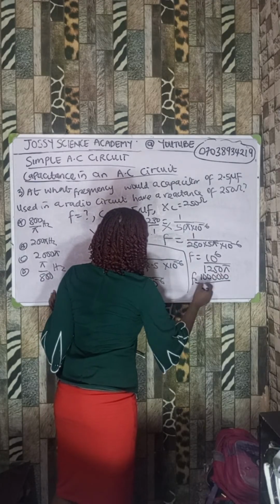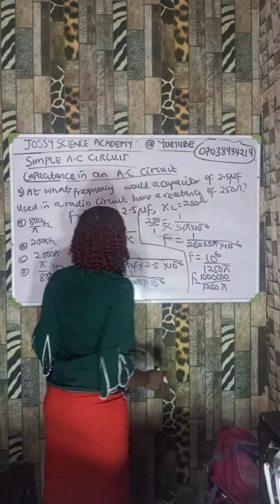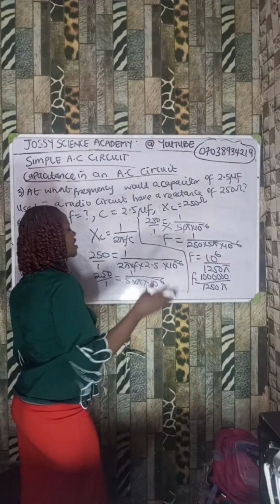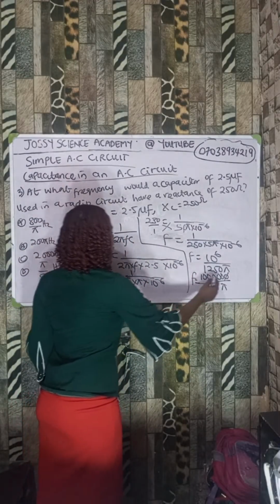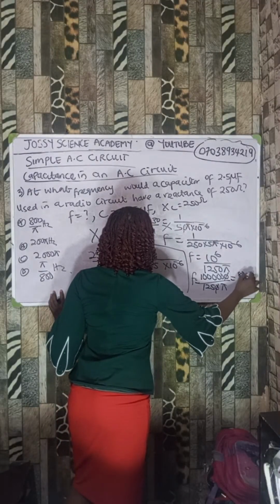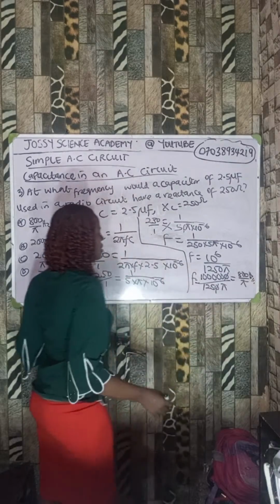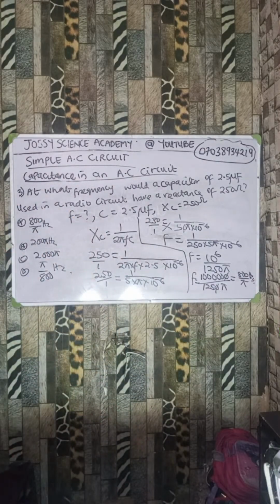Okay, guys. So F is also equal to 1,000,000 divided by 1250 pi, right? By the time you keep dividing, cancel this and this, 5 will go like that. You're going to end up having 800 over pi. Do you understand? And that is how to solve that kind of question.